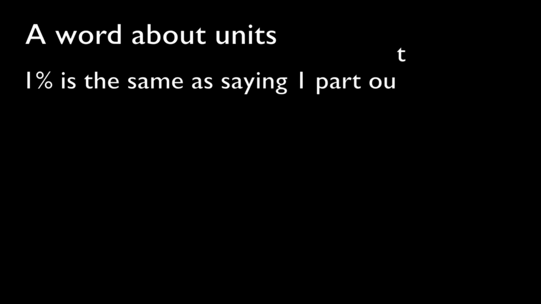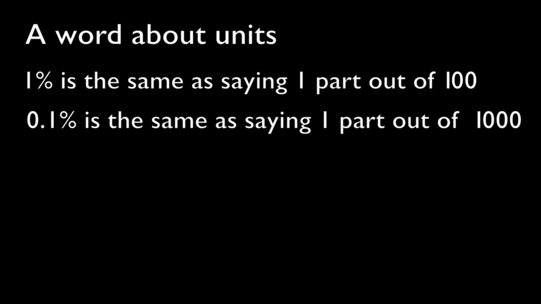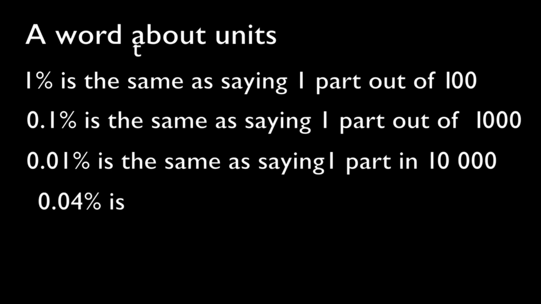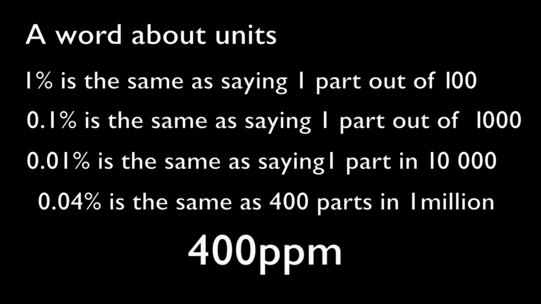Thinking about that 0.04%, we should talk briefly about units. Scientists and examiners may use another unit. 1% is the same as saying 1 part out of 100. And so 0.1% would be the same as 1 part out of 1,000, and 0.01% would be the same as 1 part in 10,000. The examiner will talk about parts per million. And so 0.04% is the same as 400 parts per million, or 400 ppm as it gets written down.